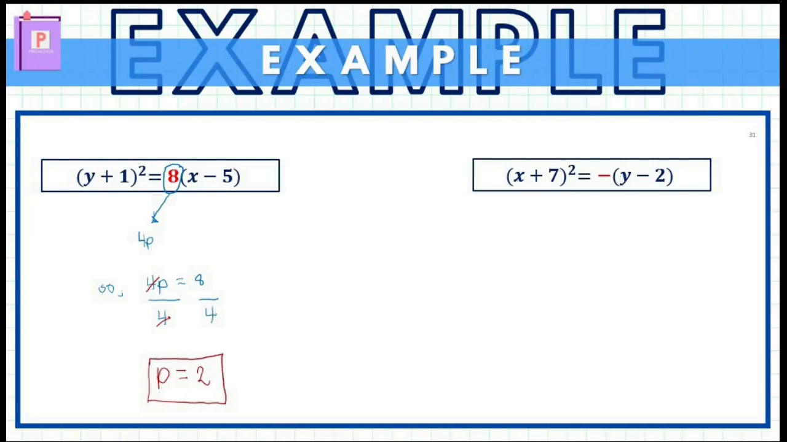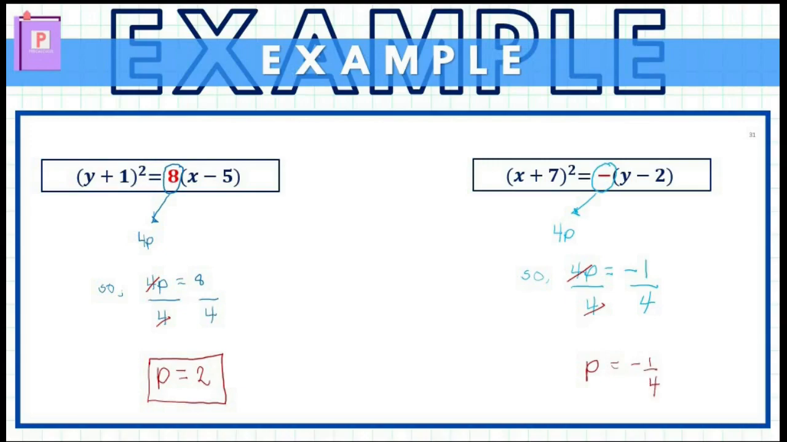Moving on to the next example, the value for 4p is negative x. And if you cannot see any number there, it is equal to 1. So 4p is equal to negative 1. We divide both sides by 4 to isolate p. Then we simply cancel out 4. Therefore, the value of p is negative 1/4.